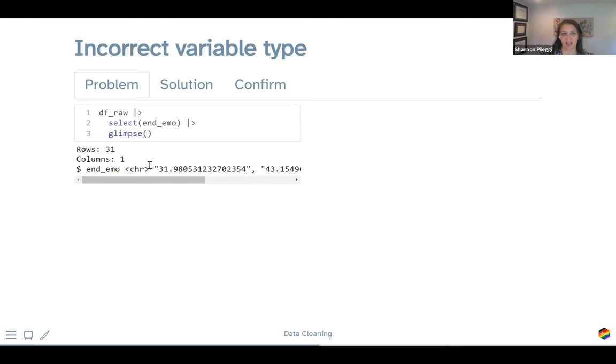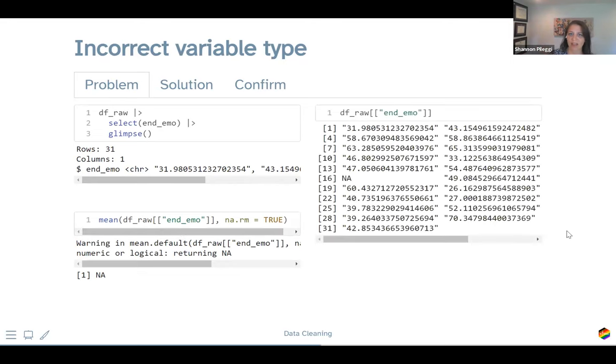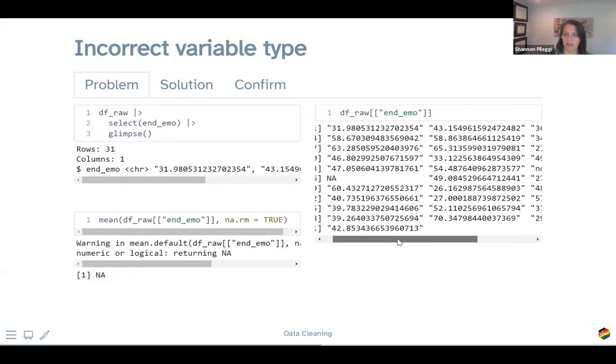Our glimpse function is telling us that that end emo variable is indeed a character. And there's consequences to this. So a consequence to this is that we actually can't take the mean of that variable because it's a character. Even though it looks like numbers, you can't take a mean of something that's stored as a character. And if you look at all of the values of this end emo score, let's see if we can hunt through and figure out why these are stored as characters.